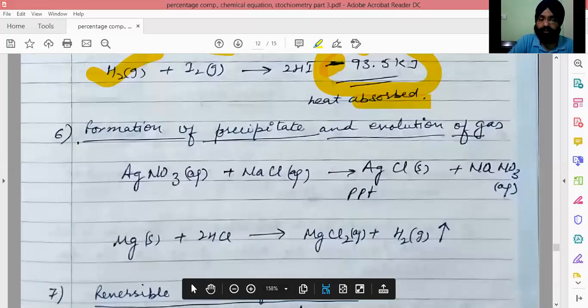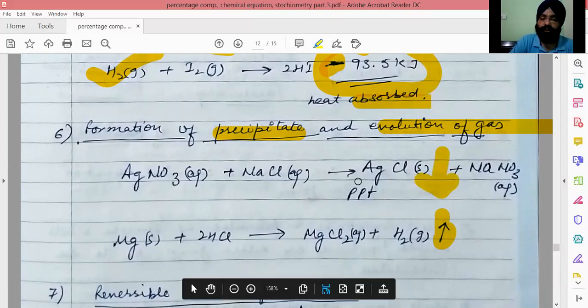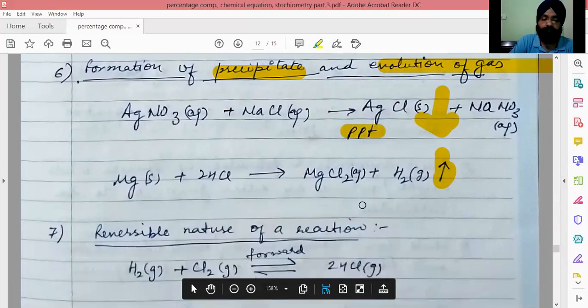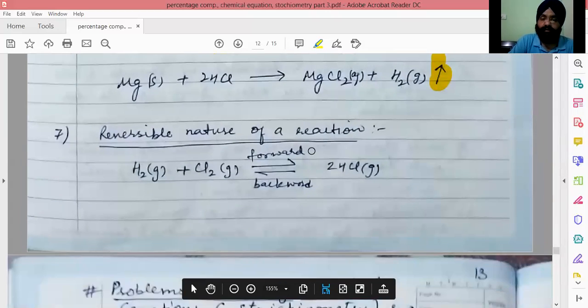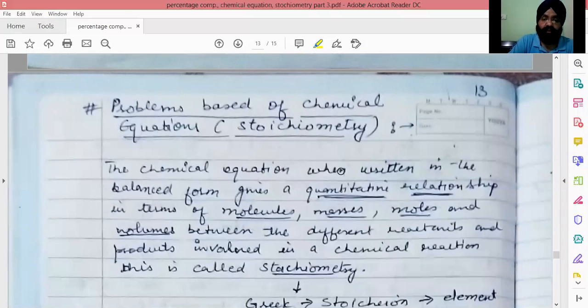Next, precipitation, solid formation, evolution of gas can also be understood from the arrows, like wherever it is precipitated, the downward arrow can be written, or PPT can be written. Reversible reactions, forward and backward sign. So we got the information that the particular reaction is reversible in nature.